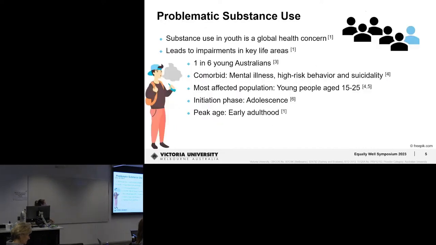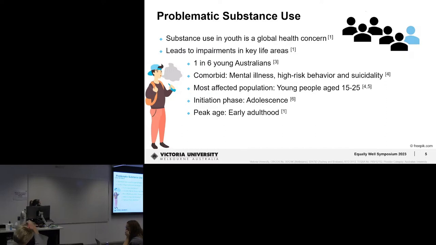So when we talk about problematic substance use, what are we talking about? The definition of problematic substance use is substance use that causes health, social, legal, or other issues for young people. And problematic substance use, especially in this population, can lead to impairments in key life areas, which then can lead to poor social and health outcomes throughout the life course.